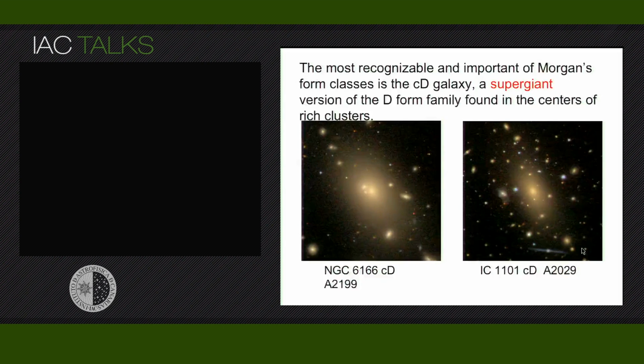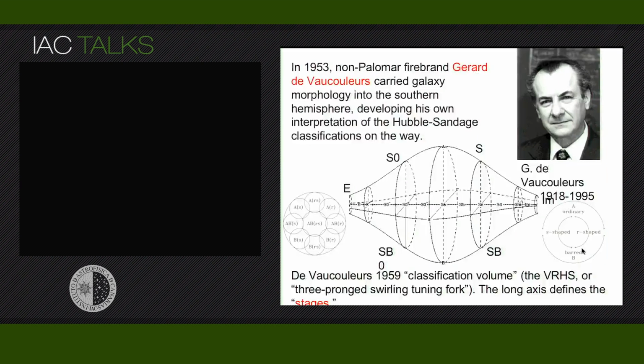What people do use from Morgan is this, the CD galaxy. This is the most recognizable morphology from Morgan's system, the supergiant version of the D galaxies that you see in the centers of rich clusters. And I found these lovely images from the Sloan survey of these huge, huge objects in the middle of clusters. So this has survived, and this is what people mostly remember the Morgan system for. But his system was still useful.